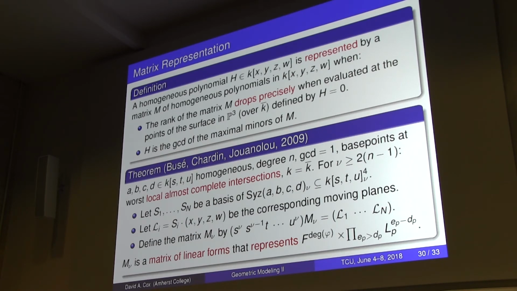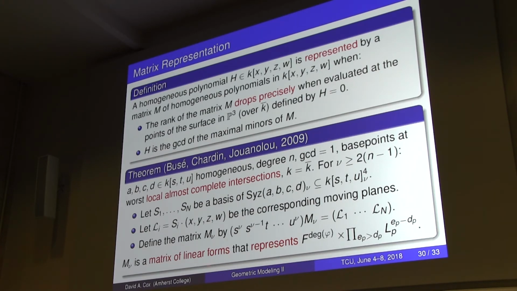Then I take each one of the moving planes and write it in terms of the monomials of degree nu, and that's the matrix of coefficients. That's the matrix that we can build just from these moving planes. So here's a matrix of linear forms, and the theorem is, with these hypotheses, it represents exactly that gadget that we want. And so that's how the matrix representation fills the role caused by the lack of a mu-basis in a homogeneous sense. And so you sort of have to back away from stuff.